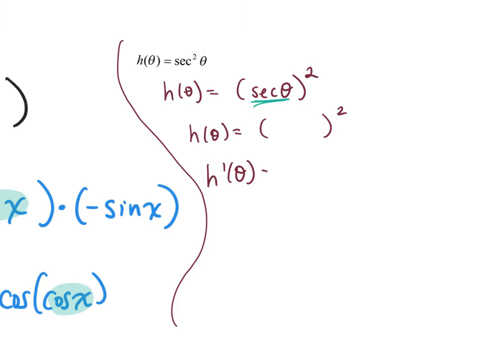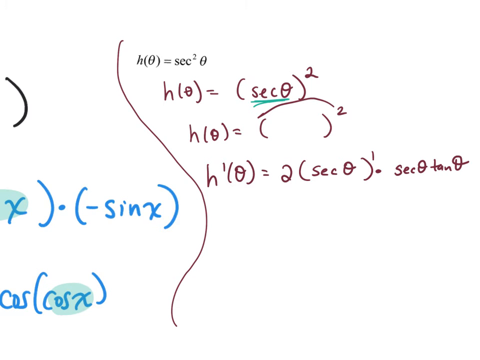So if you think of what your outside function is, it's basically something to the second power. So when I take the derivative, I'm going to take the 2 down. It's just a power function. It's 2 times something to the first. And whatever that something is stays the same, so it still has to be secant theta, times whatever the derivative of that inside function is. And the derivative of secant is secant theta tangent theta.